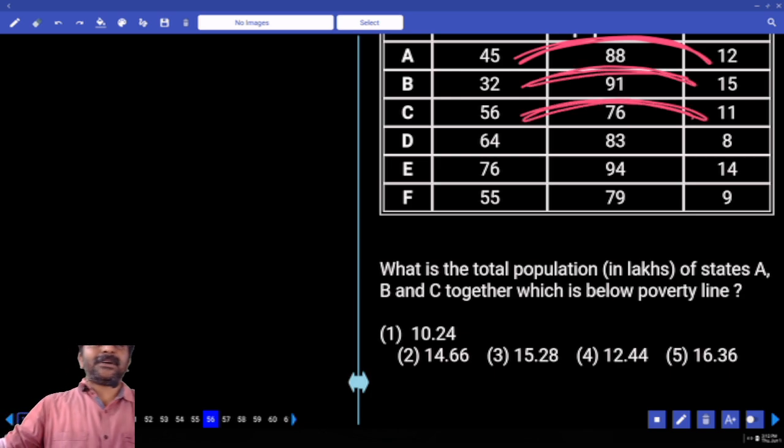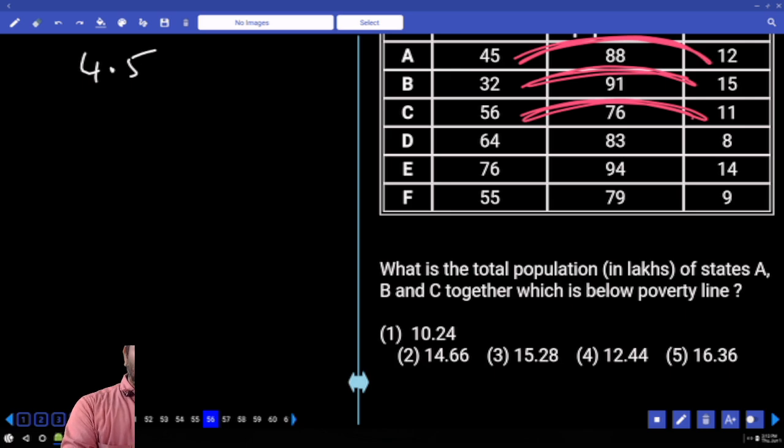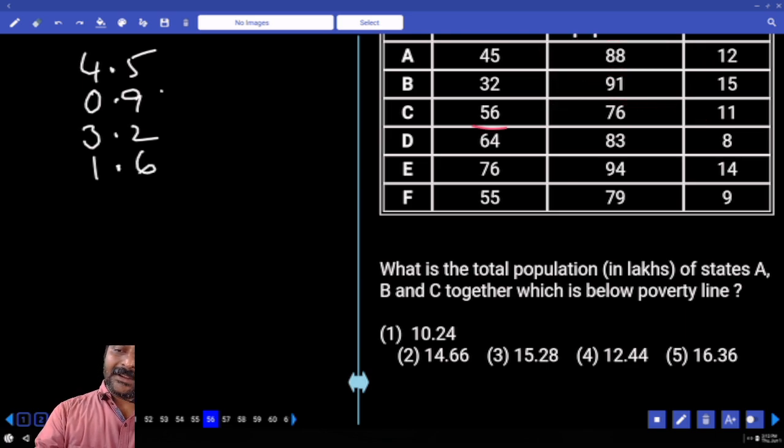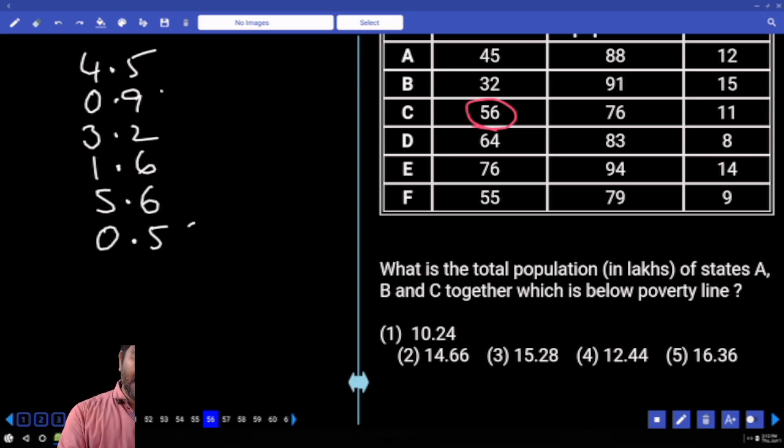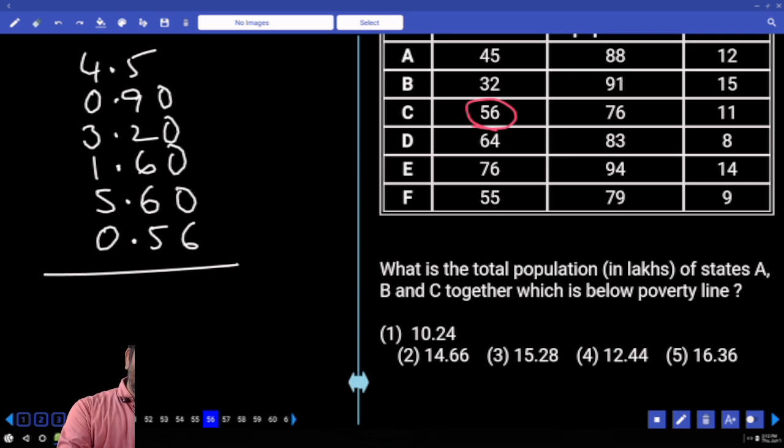And here also, 11% of 56. You are getting decimals. For some numbers, you'll get one digit after decimal and for some numbers, two digits after decimal. Is it confusing? If there is no confusion, you can start. Like 12%, 10%, 0.9 or 90. Next, 15%, 10%, 5%, 11%, 10%, 5.6, 1%, 0.56. So you need to add all the values.